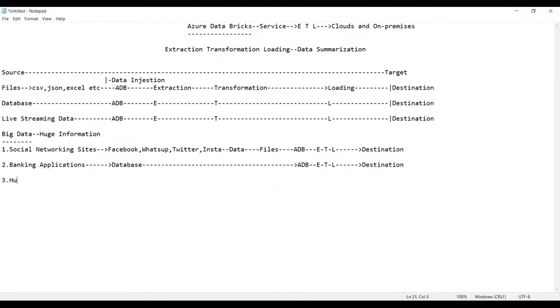Likewise, you can also get human generated data. Human generated data is very rare. Human generated means the data which is generated by you and me. Same process: human generated data will again be accessed into the ADB.